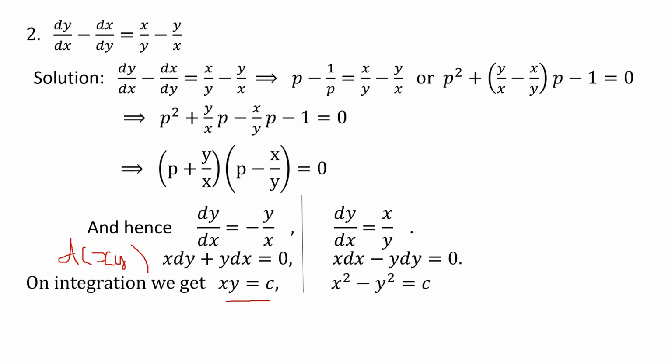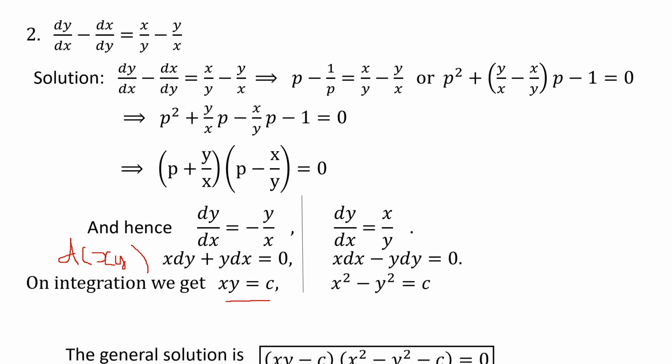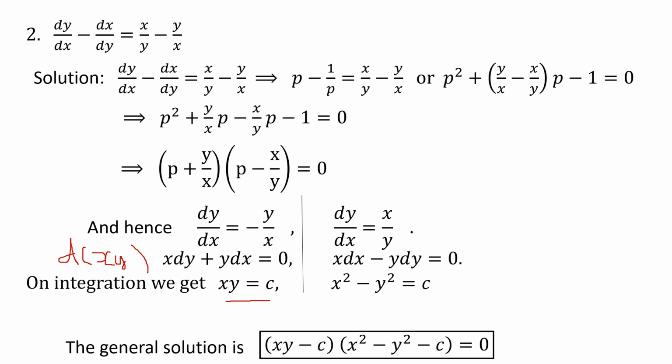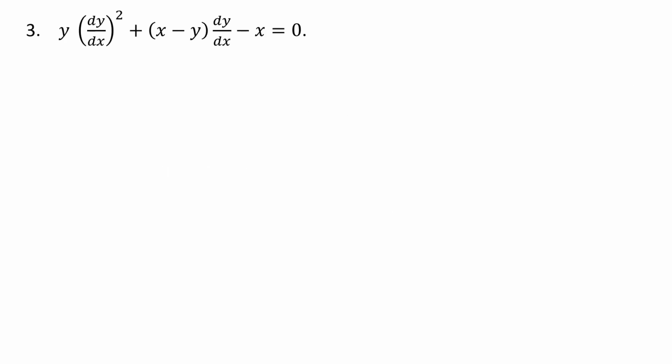So finally what is the solution? So here we have xy minus c equal to 0. Here x square minus y square minus c equal to 0. So the product of these two constitutes the general solution of the given equation. So that means the general solution is xy minus c into x square minus y square minus c equal to 0. Correct? So we got the general solution for the given equation as xy minus c into x square minus y square minus c equal to 0. So let us move on to the next problem.